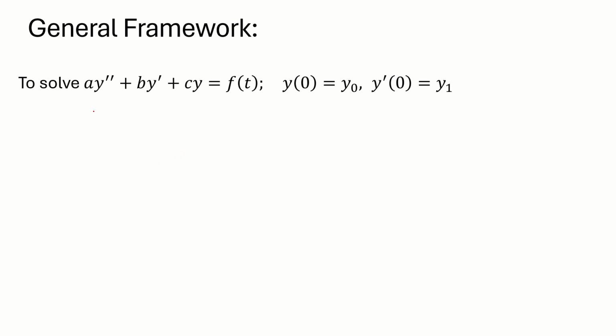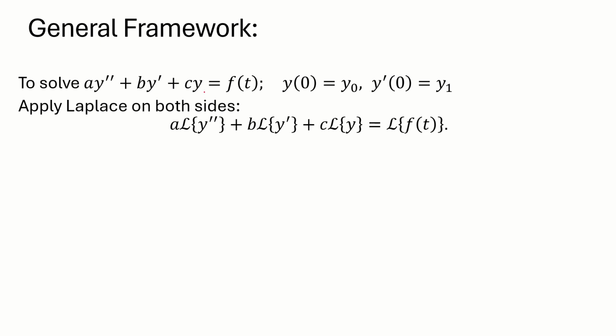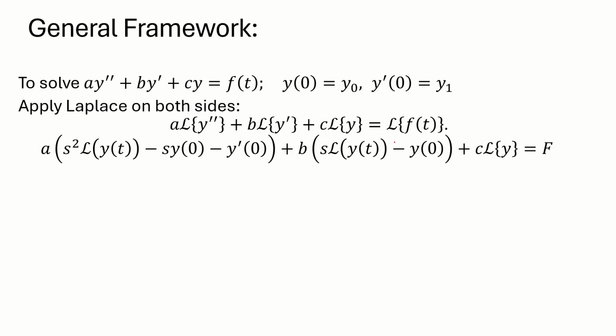We don't need to do all the steps again and again. In the general framework, the steps are the same. We apply the Laplace transform on both sides, so we get a Laplace of y double dash plus b Laplace of y dash plus c Laplace of y equal to Laplace of f of t. Then using the formulas for Laplace of y double dash and Laplace of y dash, and Laplace of f of t, which is replaced with F of s.